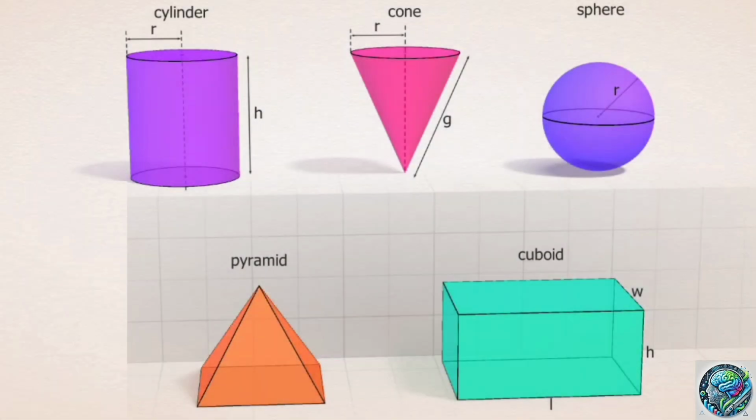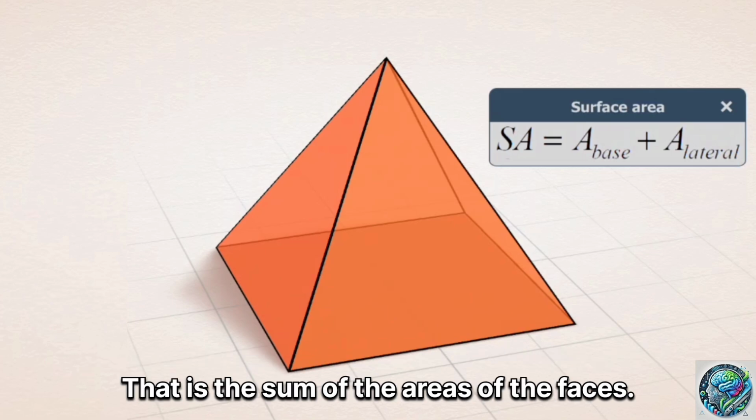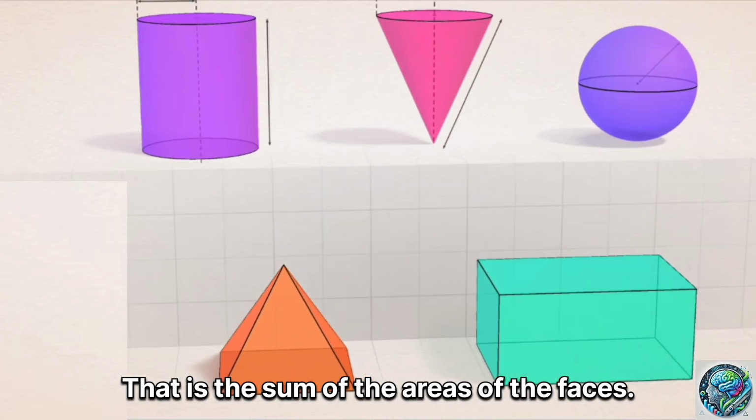The surface area of a pyramid is the sum of the areas of its base and its lateral surface, that is, the sum of the areas of the faces.